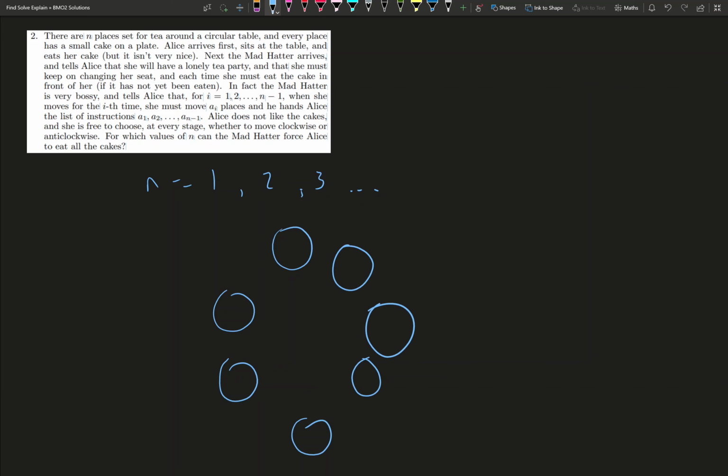Seven is basically the same. She can choose not to go onto this one and there's no opposite. Eight is a little bit more complicated, but basically you can figure out that you can force her onto this one and force her onto one of these two and then onto the opposite one.